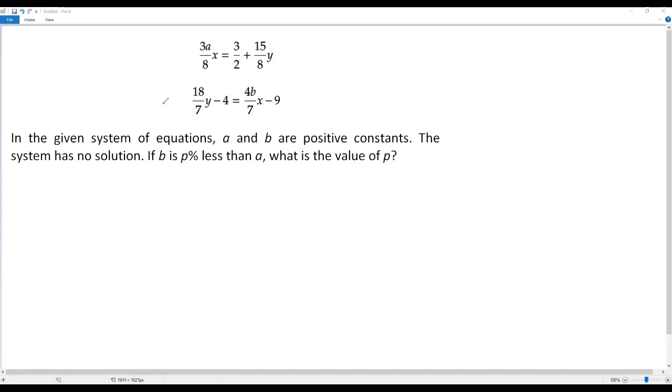Here we have a SAT math problem. Okay, let's cover the question. Here we have a system of two linear equations. In the given system of equations, A and B are positive constants. The system has no solution. If B is P% less than A, what is the value of P?